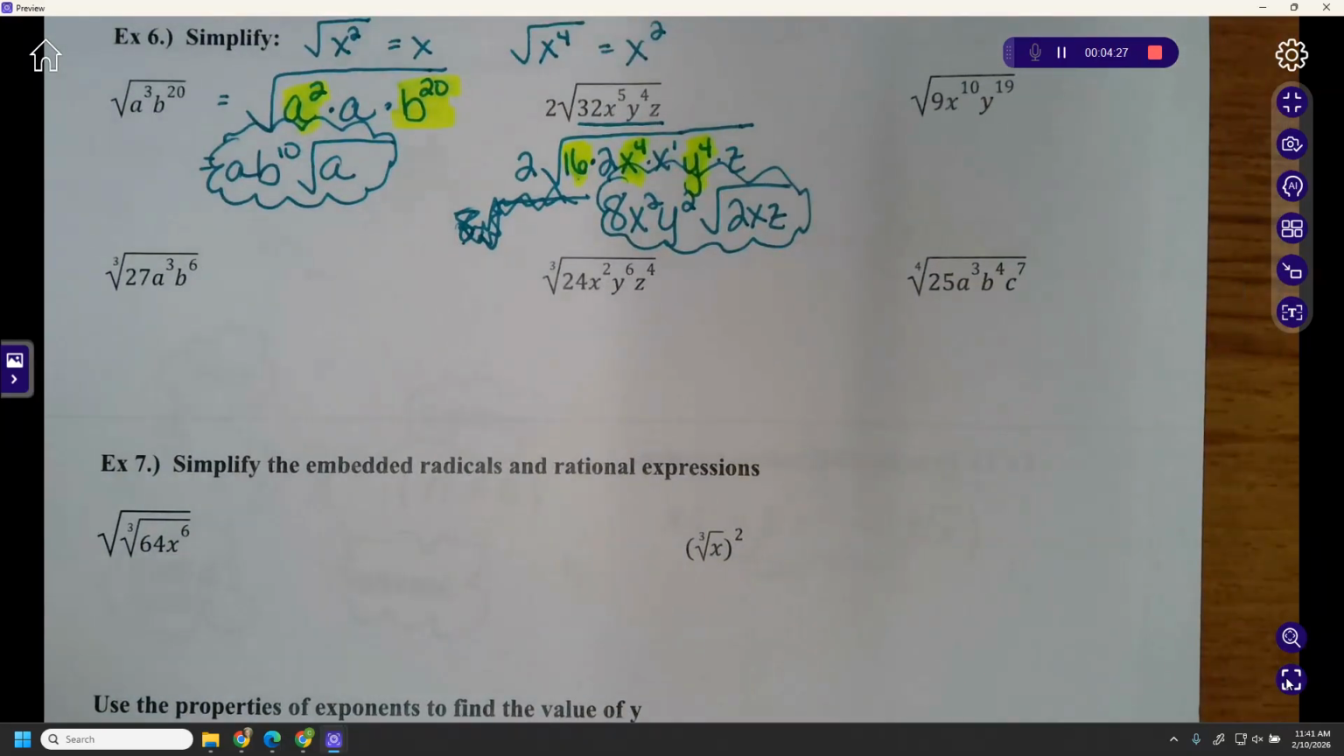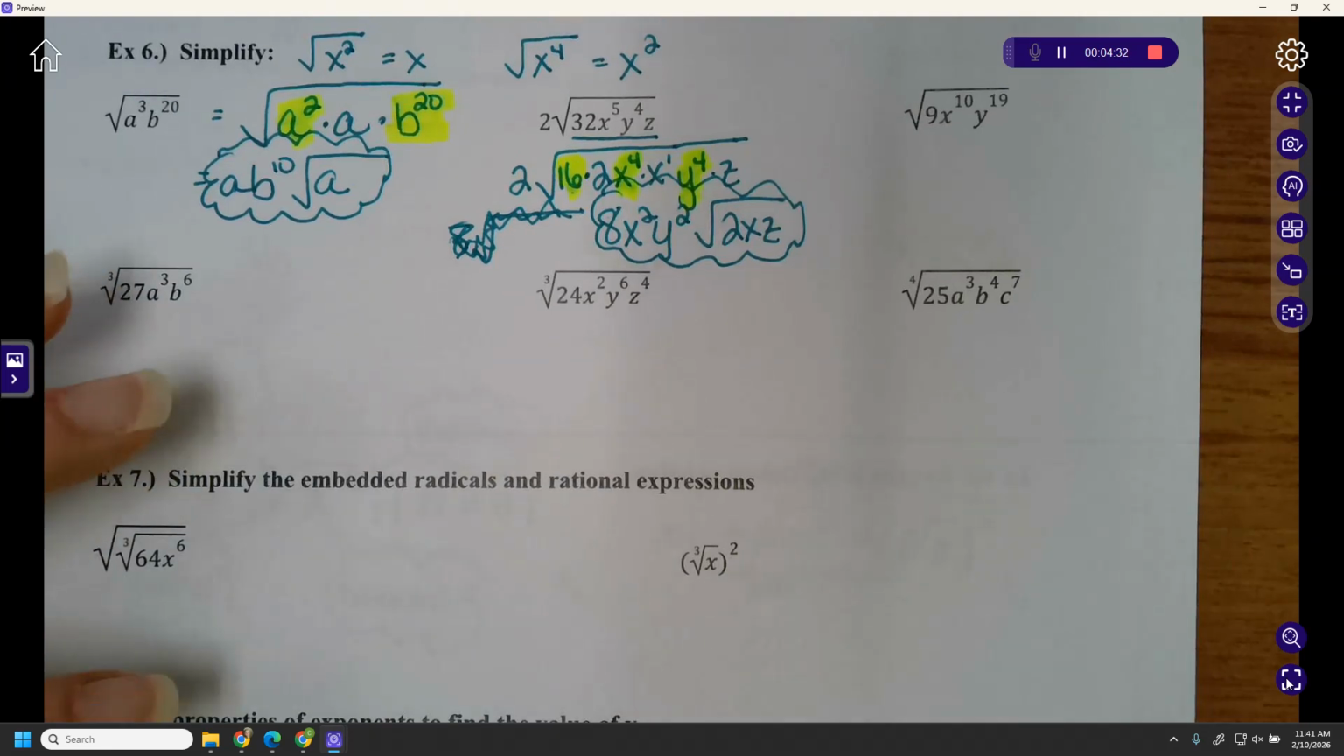Feel free to work ahead if you're understanding this on the next one. I'm going to give you a minute to try the next one on your own.